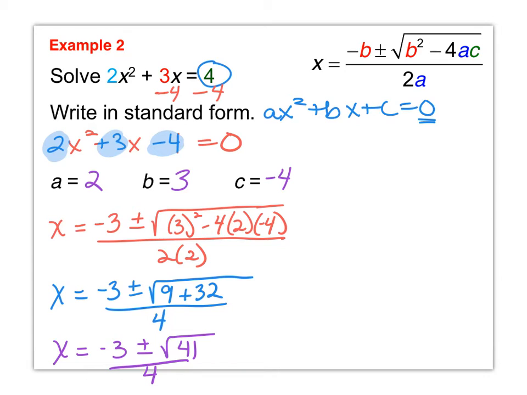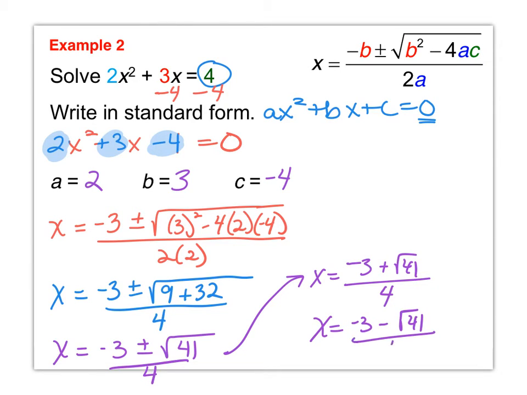Now, the square root of 41 cannot be simplified. There are no perfect square factors of 41. So we can write our two answers as x equals negative 3 plus square root of 41 over 4, and x equals negative 3 minus the square root of 41 over 4. Those are our two solutions. We do want to check to make sure those are solutions to the original equation. So take your time to check those on your own, and you'll see those are correct solutions to the equation.